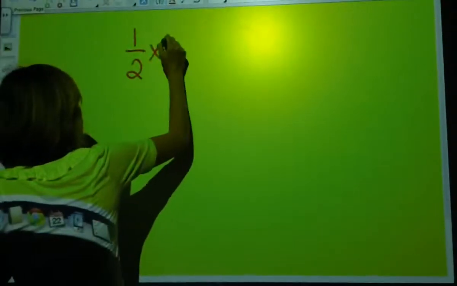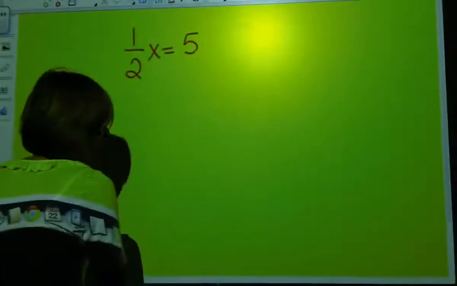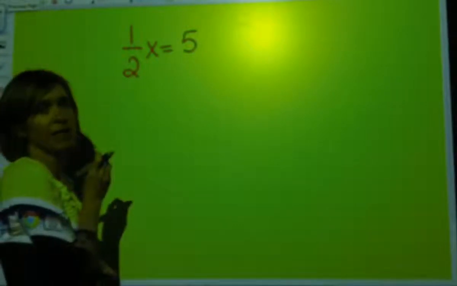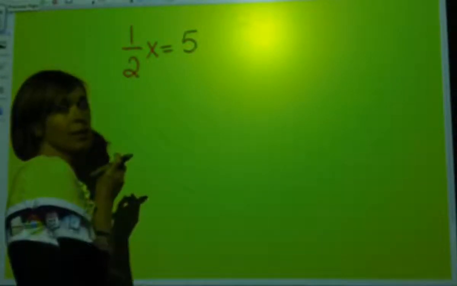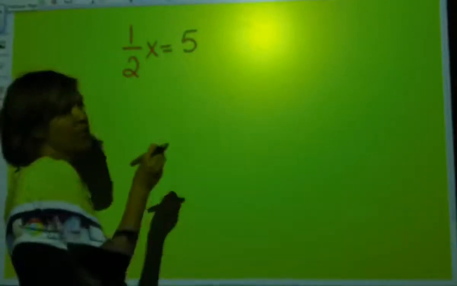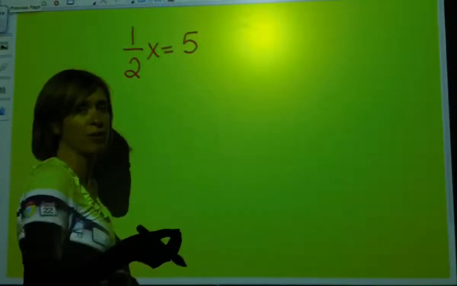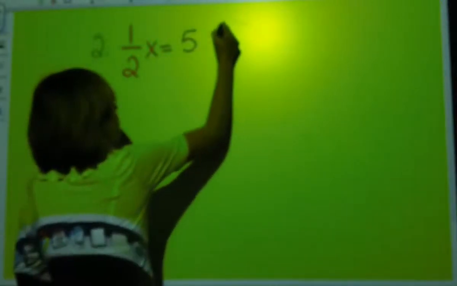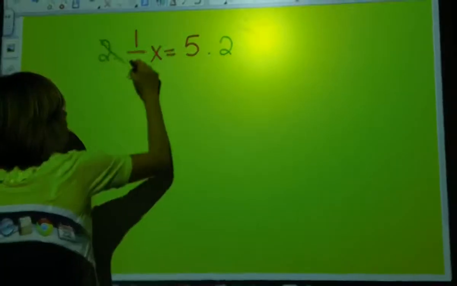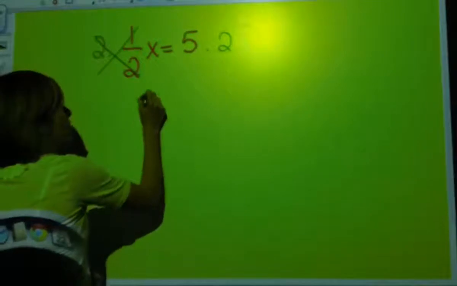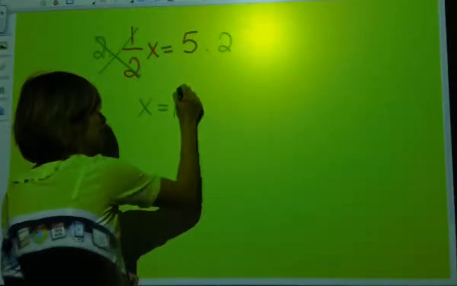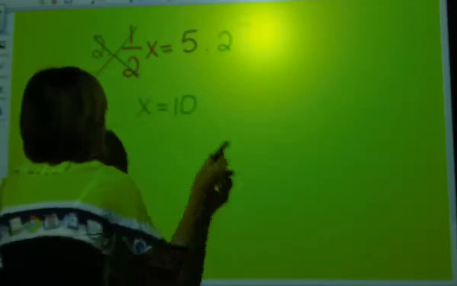1/2 x equals 5. Now you did do these last year. When the variable is isolated and it has a fraction in front of it, you could divide by 1/2 on both sides, but dividing by 1/2 on both sides is the same thing as multiplying both sides by the reciprocal of 1/2, which is 2. Then the 1/2 will cancel. It will isolate the variable so it's alone, and you'll get 5 times 2, which is 10. Now you felt very comfortable with that.